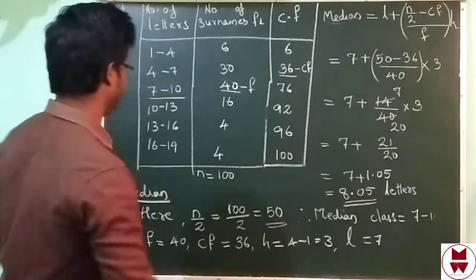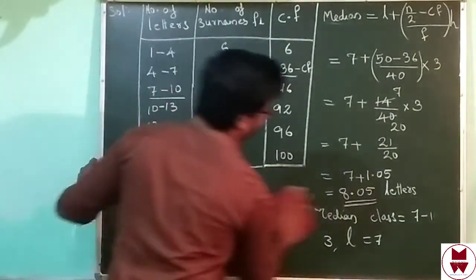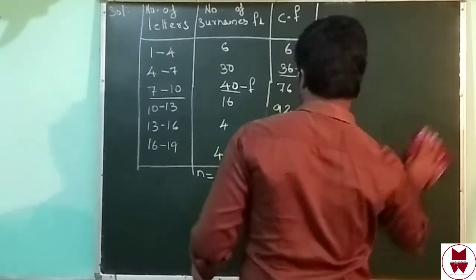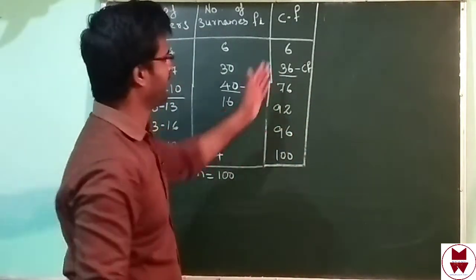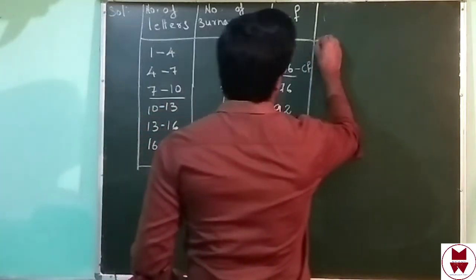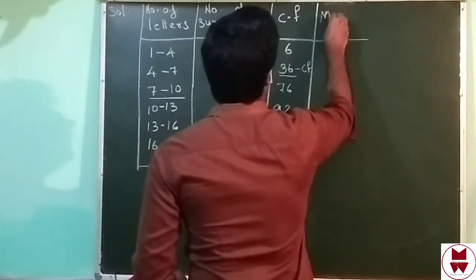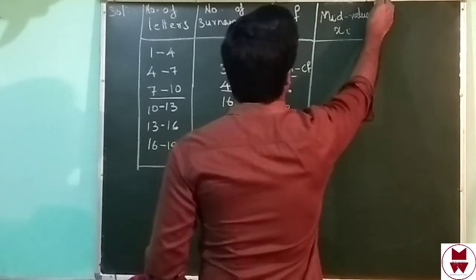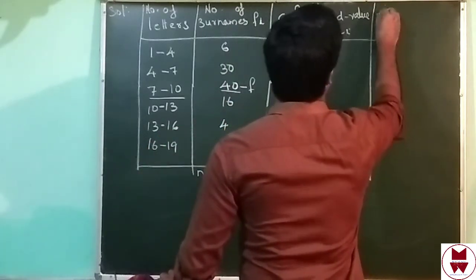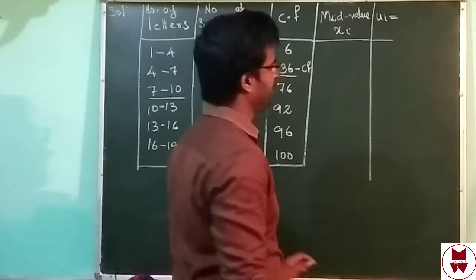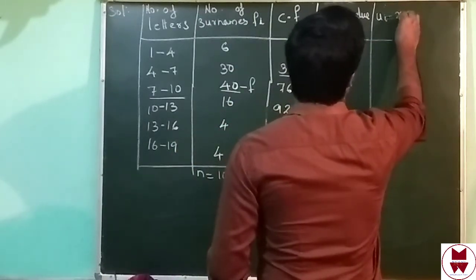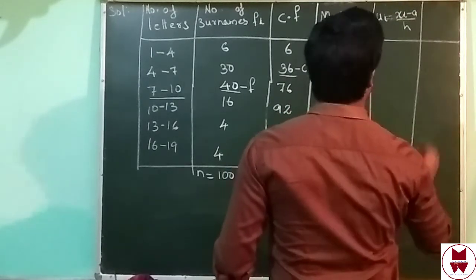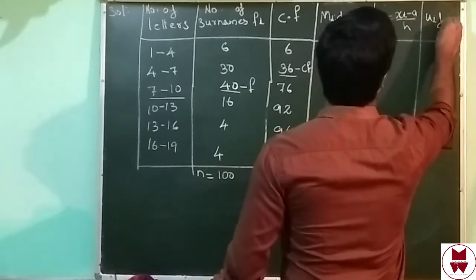Then next is mean. We have to find out mean. For mean, we can extend the same table. Write in here mid value x i. Then u i, step deviation method, we can use, u i means x i minus a divided by h. The last column is u i f i.